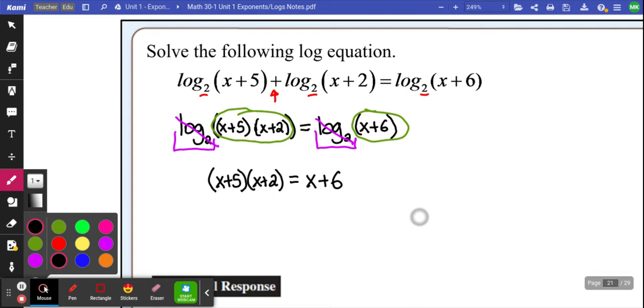Yep, you're right, the arguments are different. What I'm saying is that if I could make the arguments equal each other, so if I could solve this, then the logs would equal each other as well.